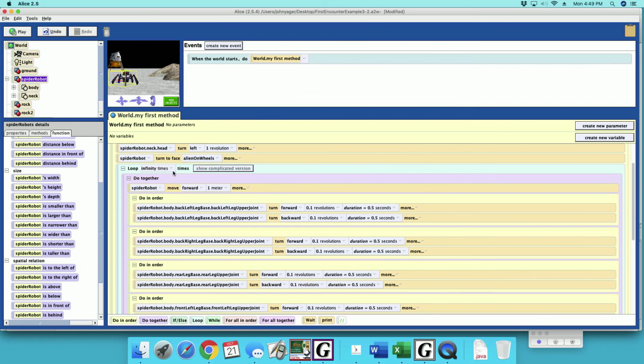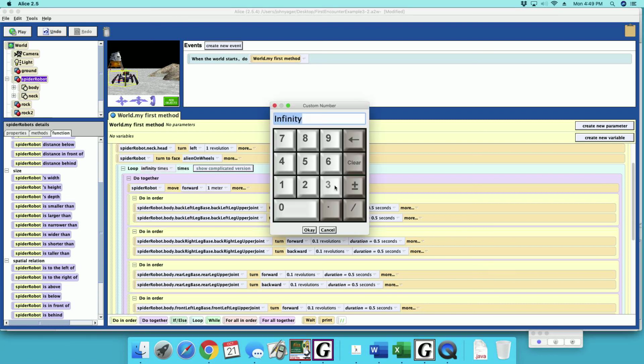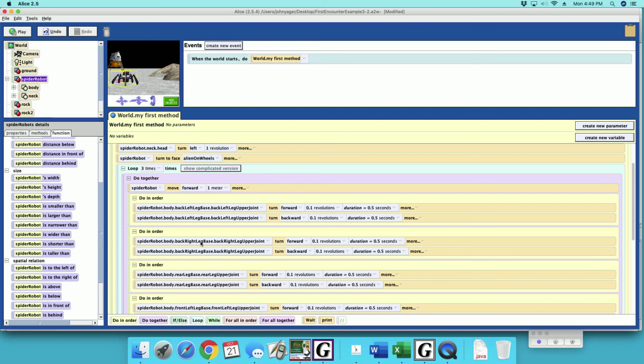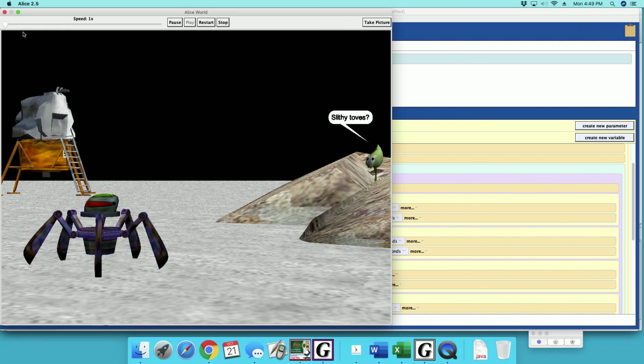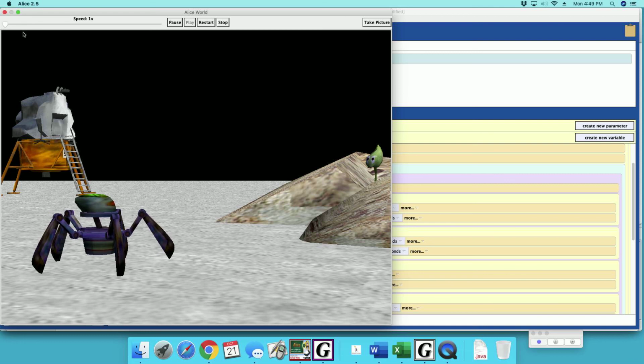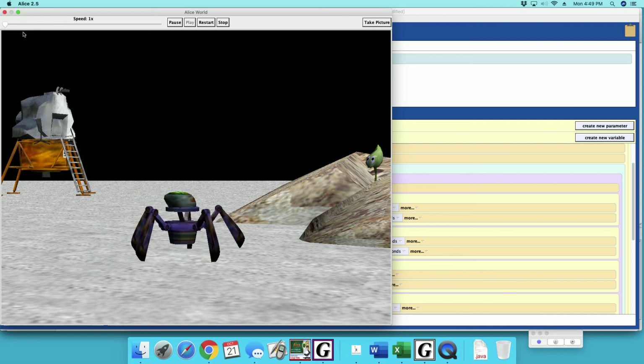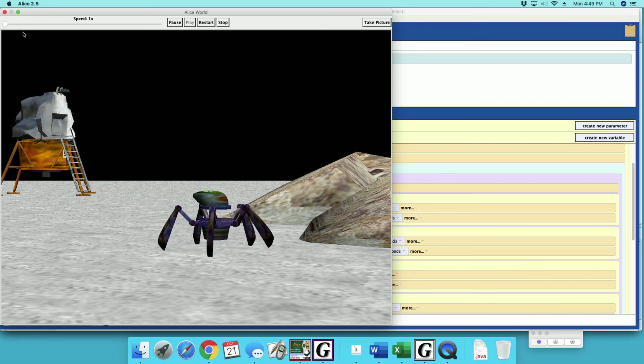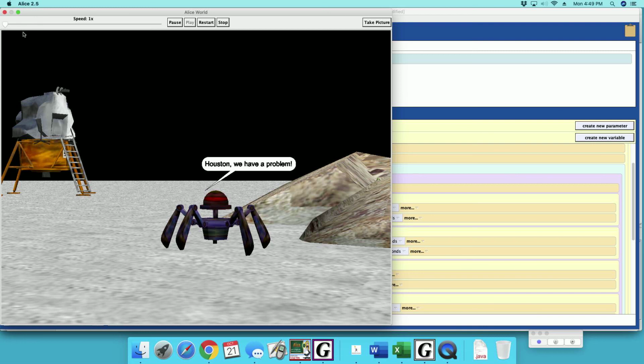So for this loop, we're going to do 3 times. We want him to walk 3 times. So he's going to push play. Pops up. He investigates. He's going to walk once, twice, 3 times. So the repetition of his legs moving, we were able to program it to do exactly 3 times.